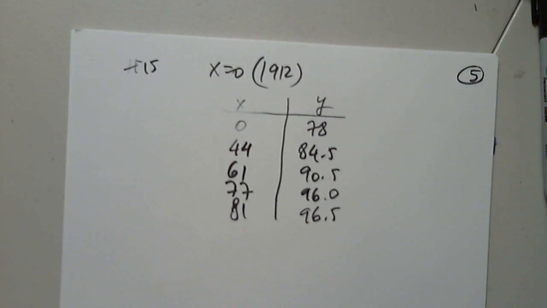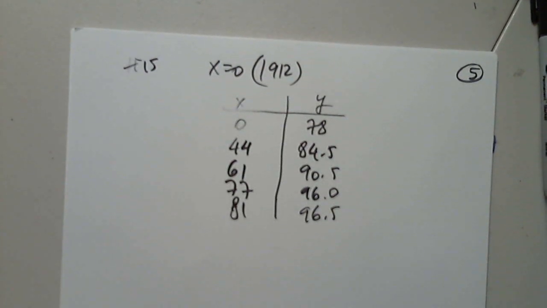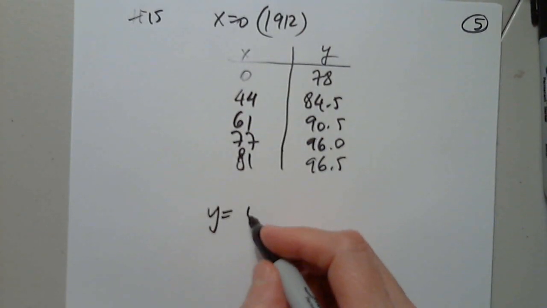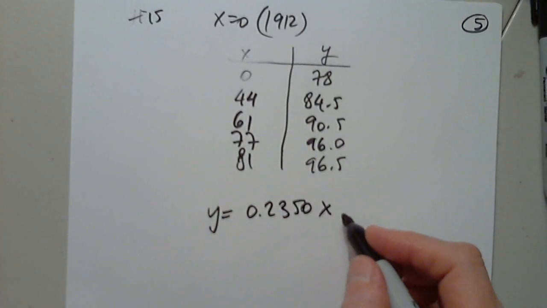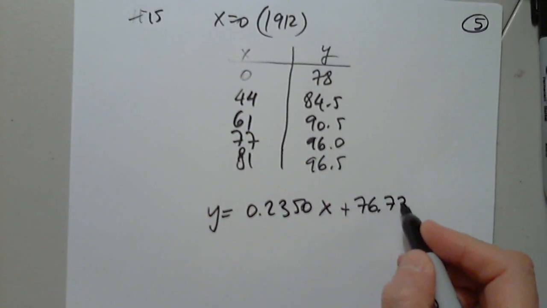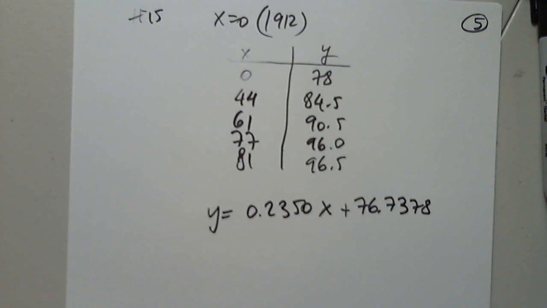So that's why we select stats, calculations, number 4, linear regression, and then list L1. And then, of course, I want the calculator to save this equation that we're going to get in list L1, and calculate. And here it is. A is the slope and B is the y-intercept. This is a line. So then y equals 0.2350x plus 76.7378.